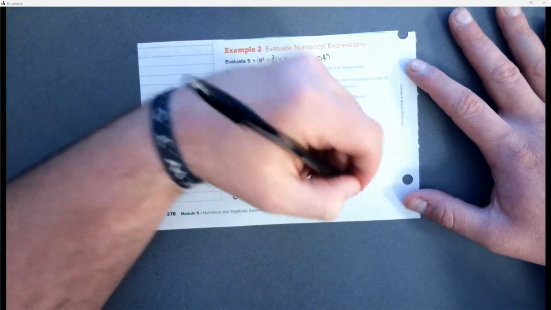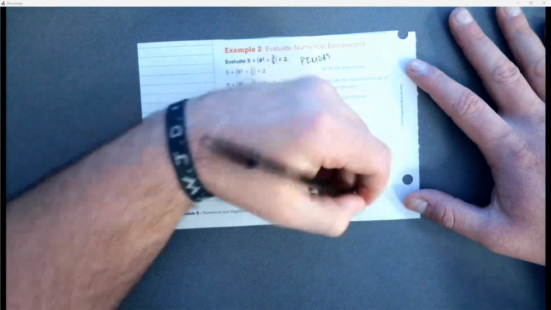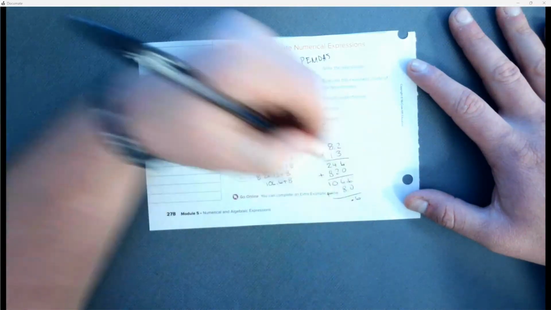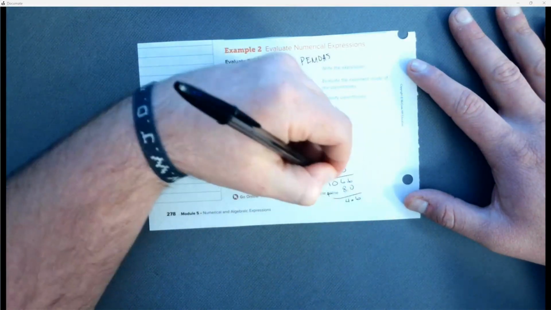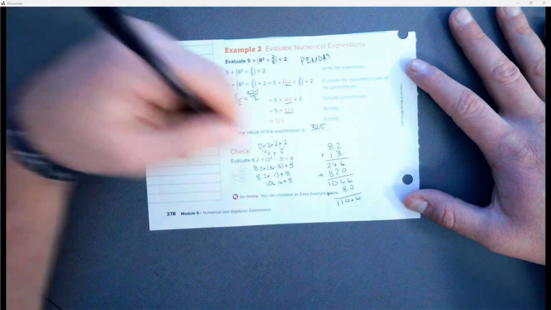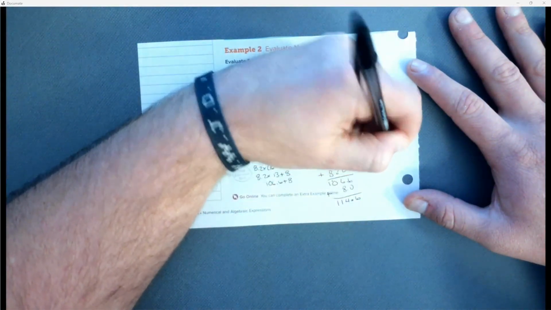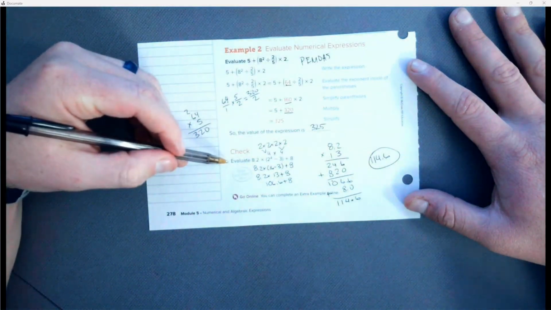I know that 8 is the same as 8.0, so I can line that up here to add in. I have my 6, drop down my decimal. 8 plus 6 is 14. And then 1. So 114.6 is the answer to my expression.